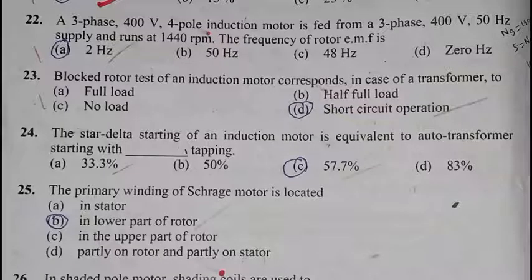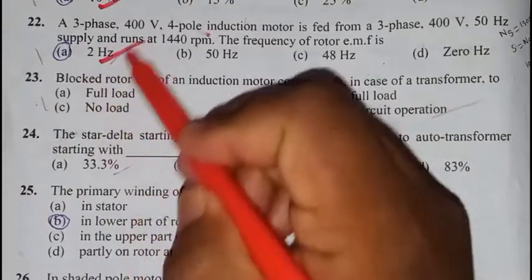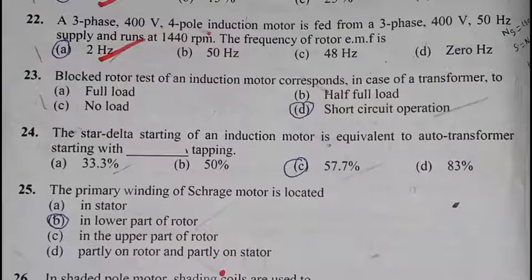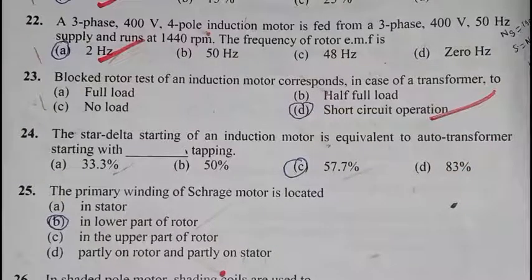A 3-phase 400 volts 4-pole induction motor is fed from a 3-phase 400 volts 50 Hz supply and runs at 1440 rpm. The frequency of rotor EMF is. Answer 2 Hz. Question number 23. Blocked rotor test of an induction motor corresponds in case of a transformer to. Answer short circuit operation. Question number 24. The star delta starting of an induction motor is equivalent to auto transformer starting with dash tapping.